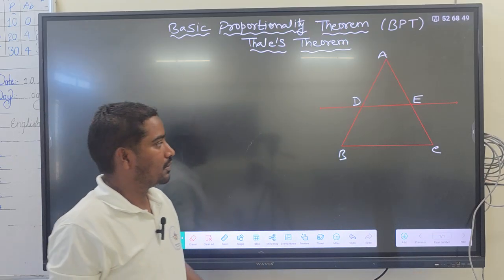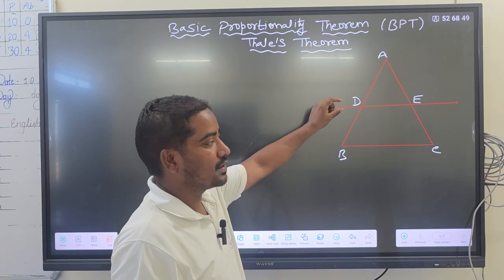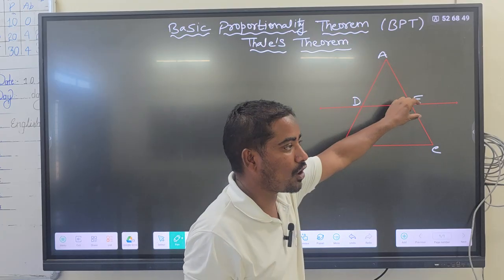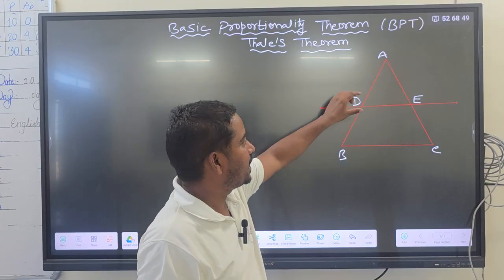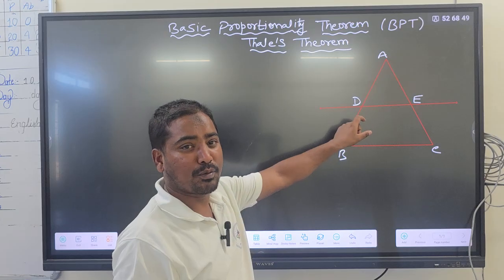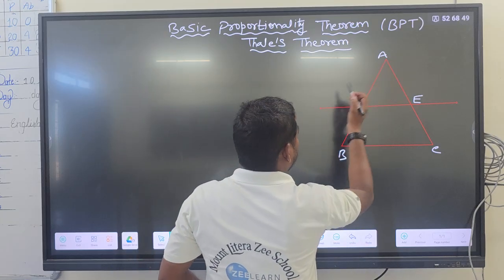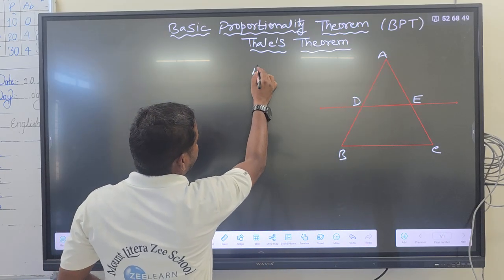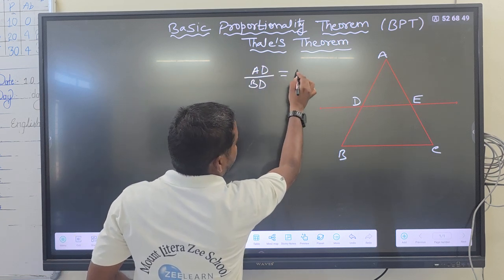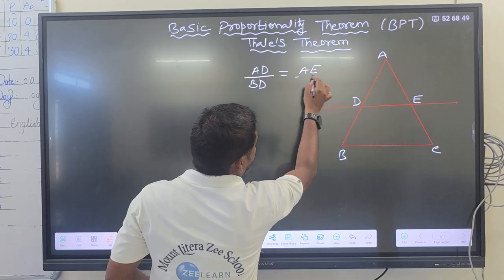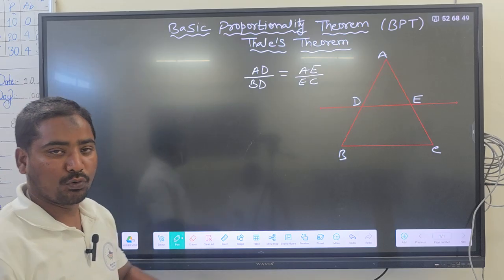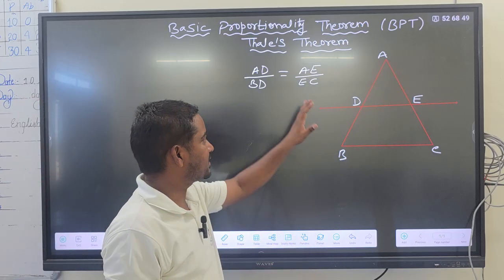Now according to BPT, if this line is drawn parallel to one side of the triangle, then it divides the other two sides in the same proportionality. See what is the statement? Same proportionality means AD upon BD will be equal to AE upon EC. Same thing we have to prove mathematically. Okay, this is the statement of BPT.